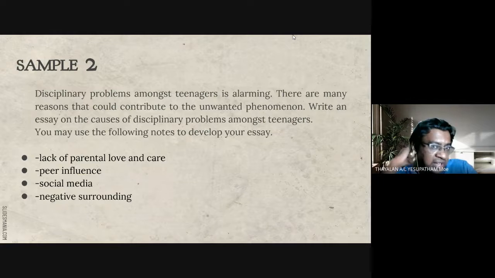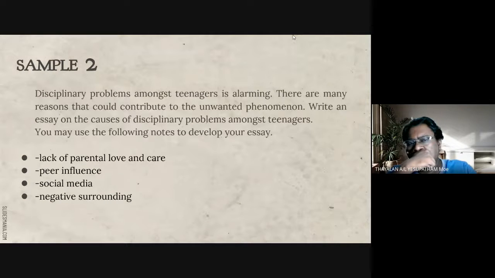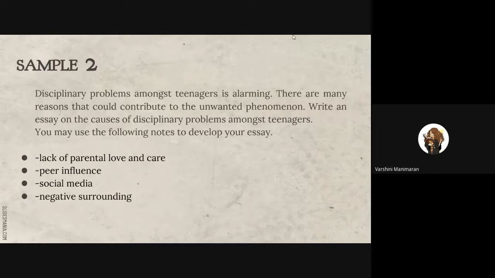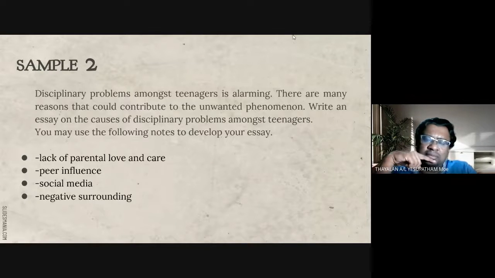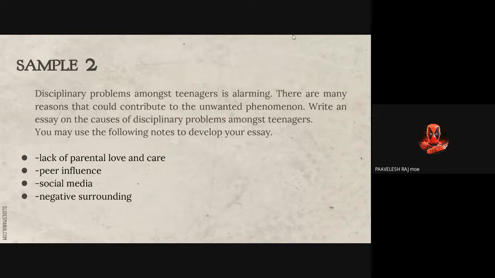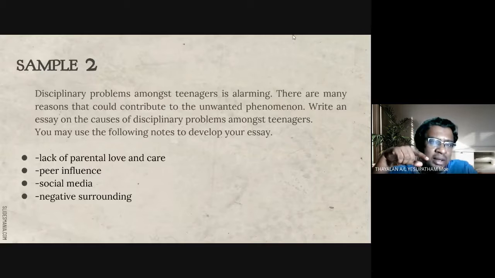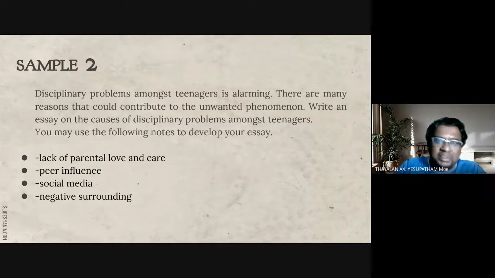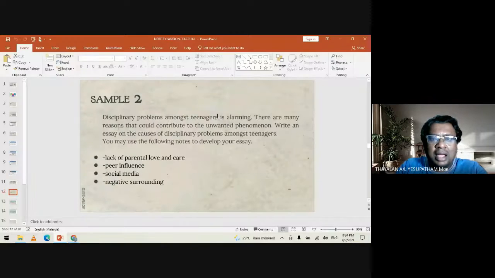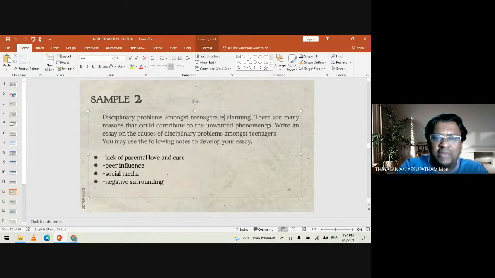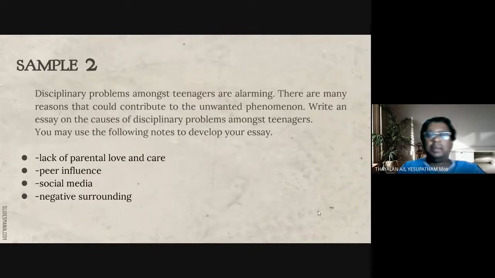There is another very significant mistake. Is alarming. So it's supposed to be? There are many. What is it supposed to be? Disciplinary problems. Therefore, it must be "are alarming", isn't it? Okay, I'm very proud that you noticed it. That is why I left it that way. So yes, alarming. Very good.